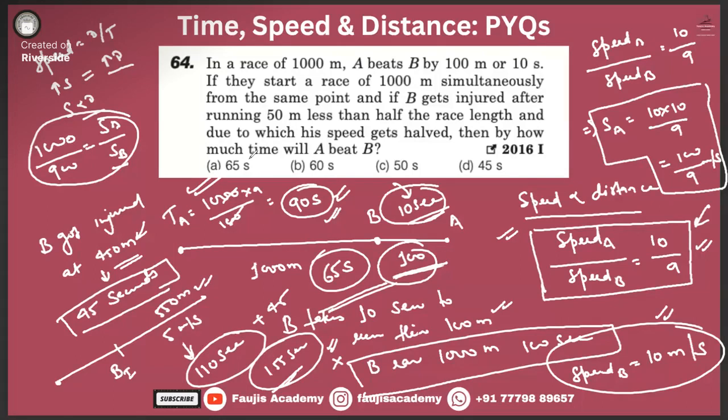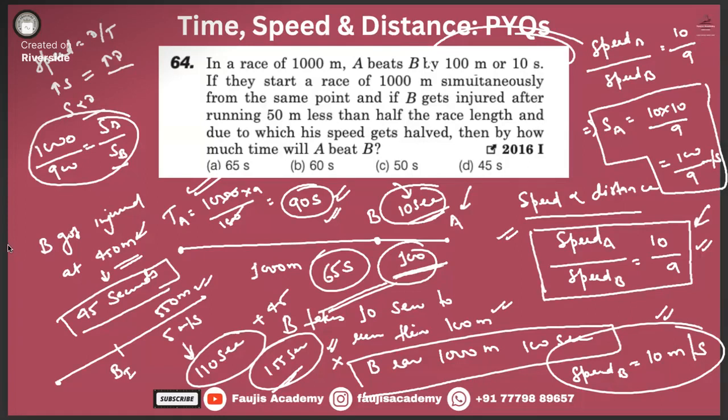So we need to stick with the logical flow of thoughts. This is what mathematics is. It's all about logic. It's all about truth. We were supposed to understand this more carefully. A beats by 10 meters or 10 seconds. That means B took another 10 seconds to bridge this gap. When A was at 1000, B was at 900 only. Is it clear now?